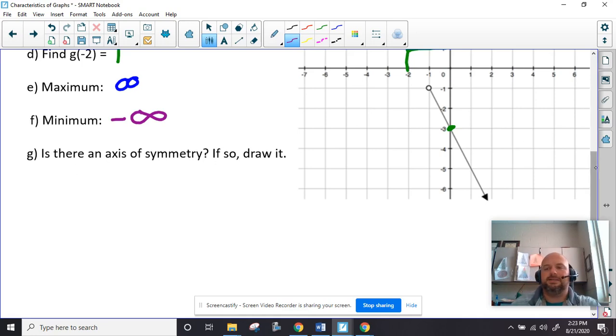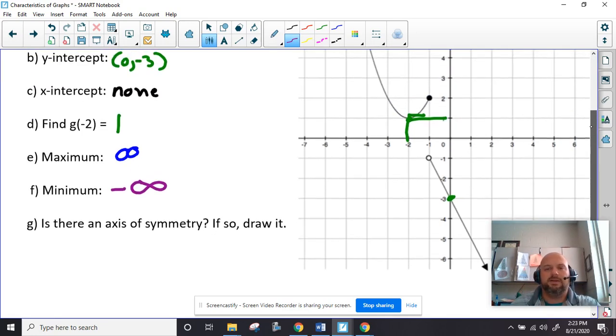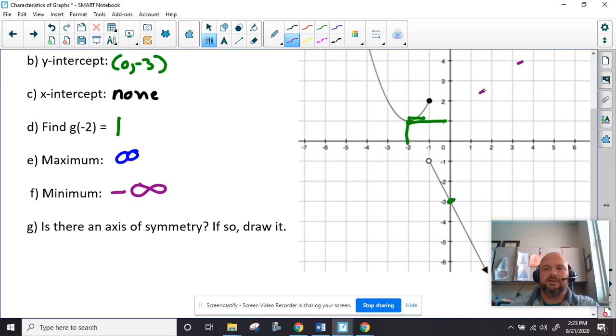All right, axis of symmetry. There is no way we can cut this thing in half. Don't say I can do this and it be the axis of symmetry. That's a no. No, I can't make that into 2 equal pieces.